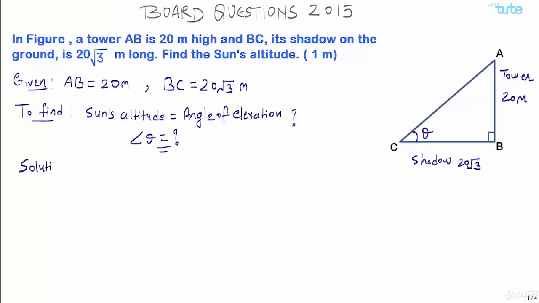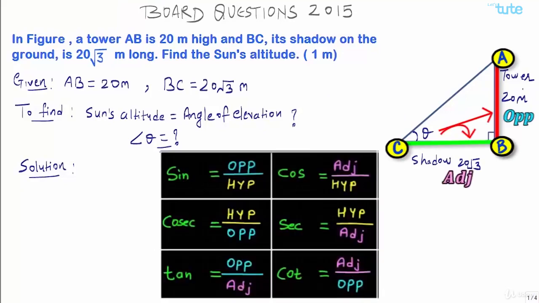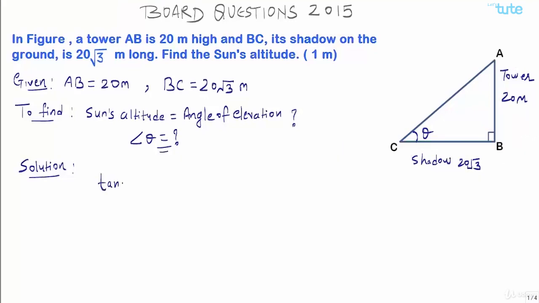So now in this diagram we can see that the things which are given to us, that is the tower AB and its shadow BC, are the opposite and adjacent sides with respect to this angle theta. And by this we know that we can use either the trigonometric ratio tan or cot, because they are the only ratios that deal with the opposite side and adjacent side. So let me use tan theta.